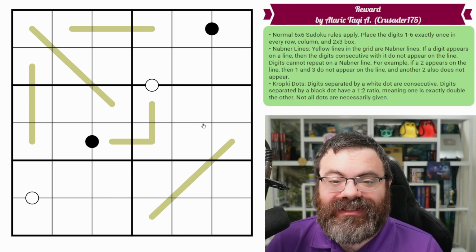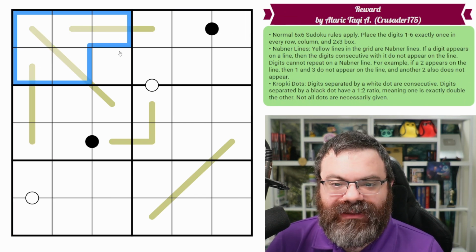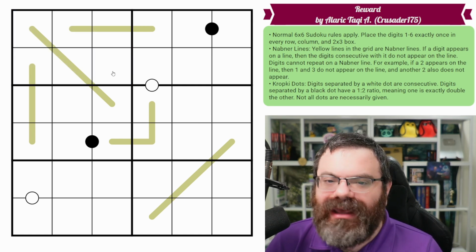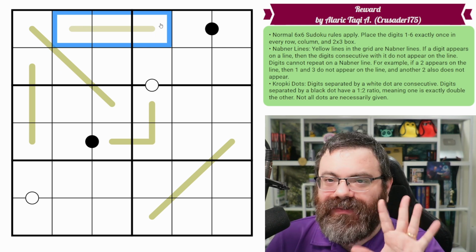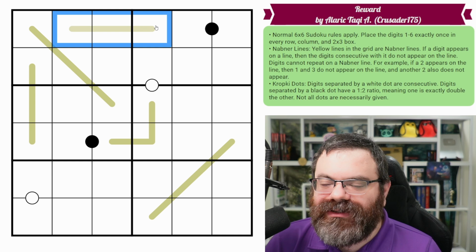So, we have normal 6x6 Sudoku rules, meaning in every row, every column, and every 2x3 box, we are placing the digits 1 to 6 exactly once each. We also have Nabner lines in the grid. This is Renban backwards, so they're kind of backwards from Renban, but do pay attention to their rules. So, yellow lines in the grid are Nabner lines.